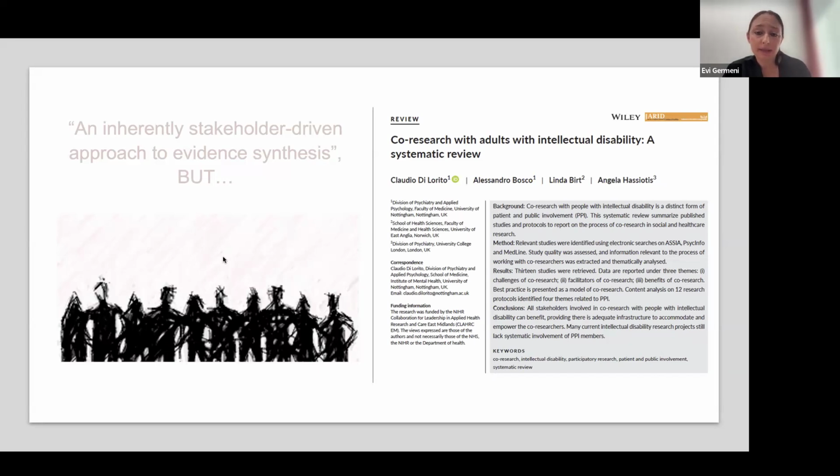And although this indeed led to an increase in opportunities for research participation and perhaps a greater appreciation of the added value that lived experience can bring to research, many intellectual disability research projects still lack systematic involvement of PPI contributors, and of those that do incorporate PPI activities, reporting on the practice and impact of involvement remains limited.